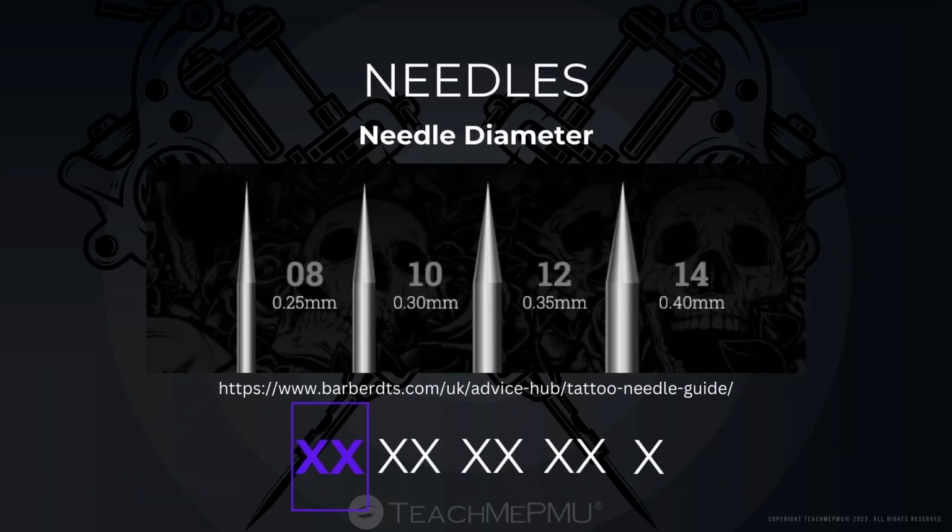Needle size. Tattoo needles come in different diameters, which affect the size of the needle penetration. Depending on the manufacturer, they may be labeled as 6, 8, 10, 12, or .20 mm, .25 mm, .30 mm, .35 mm, or .40 mm.